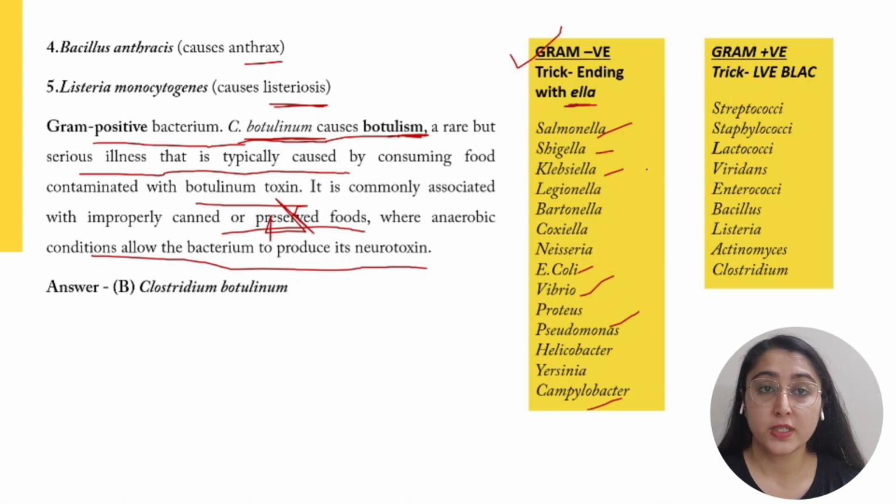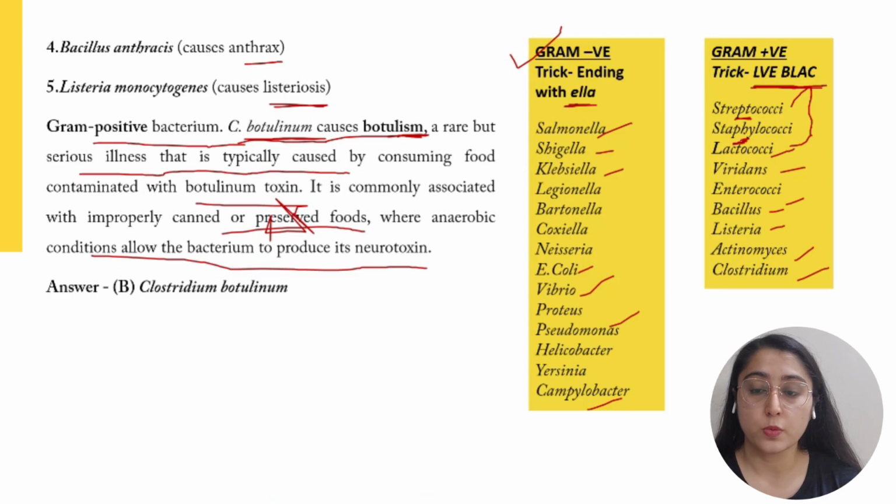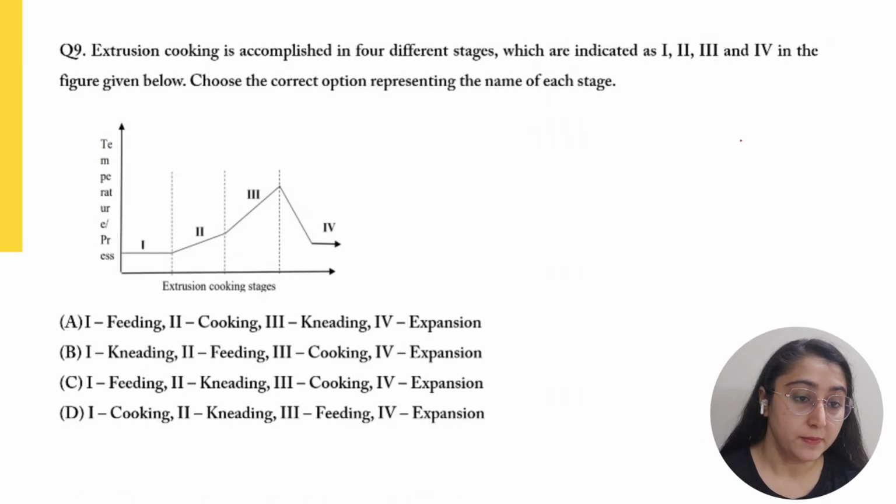And gram-positive bacteria, to memorize them, you can use an acronym LOVEBLAC. So LVEBLAC, and you can remember as Lactobacilli, Viridans, Enterococci, Bacillus, Listeria, Actinomyces and Clostridium, and another 2 species are Streptococci and Staphylococci, which can be remembered by the P occurring in the name of both of them. So this is just one trick to memorize. You can use certain other acronyms or other tricks to memorize them.